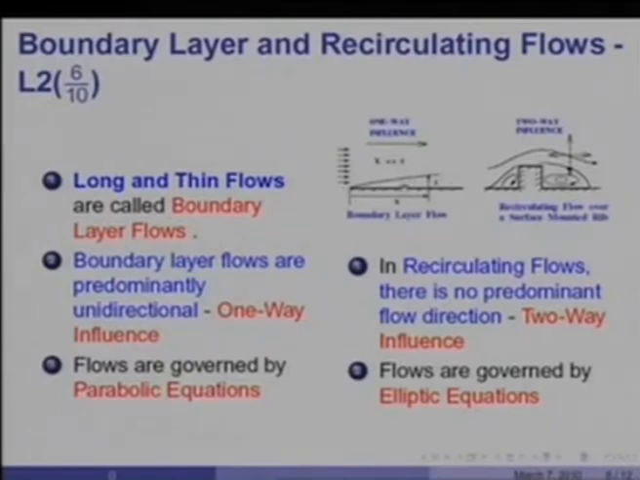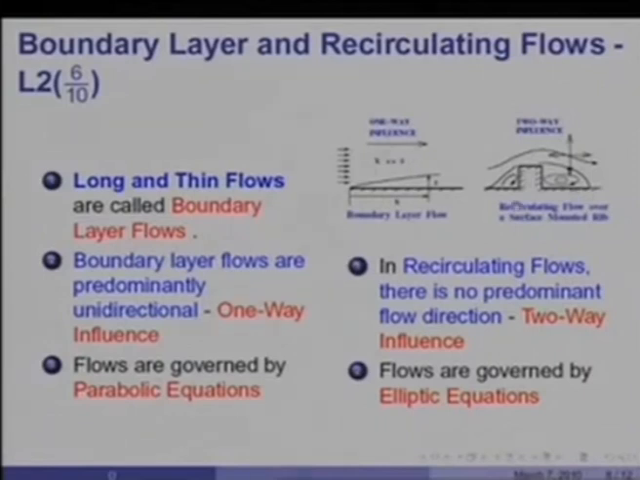Because of the predominantly unidirectional flow, they are also sometimes called one-way influence flows. By this we mean, in the predominant direction of the flow, the conditions at a cross section would be influenced completely by the conditions upstream of that cross section. Conditions downstream cannot influence the conditions at this cross section x. Therefore, we call them one-way influence flows.